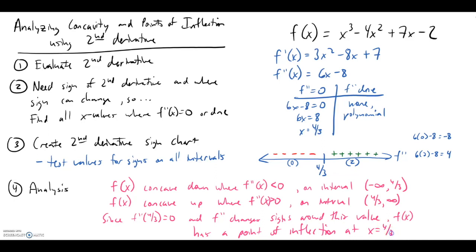Noting that the reason why we can call this a point of inflection is the original function is also defined at 4/3. And that does it for our second derivative analysis, everything that we can read, which includes concavity and points of inflection. And all that's left to do is practice this with a lot of different types of functions.